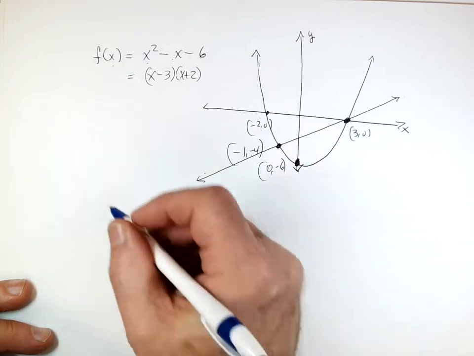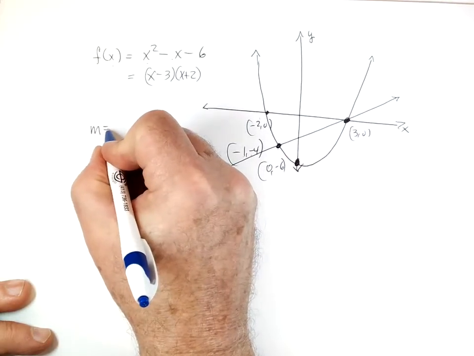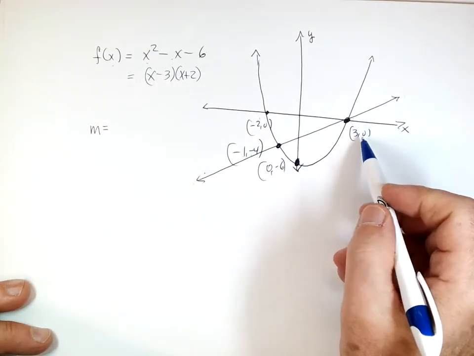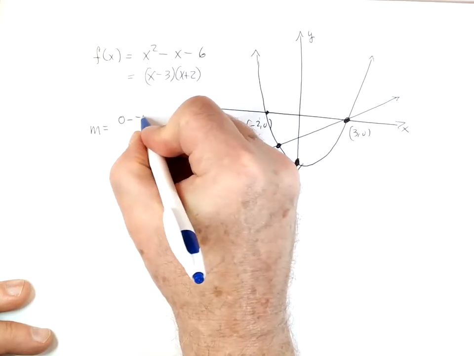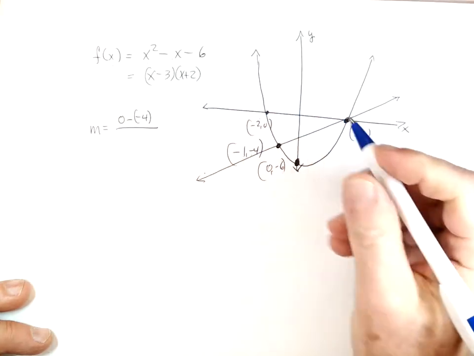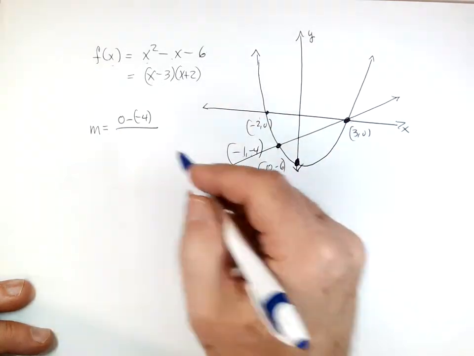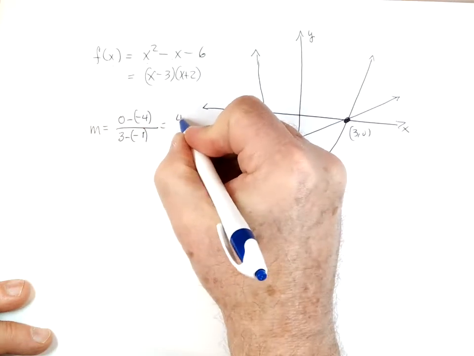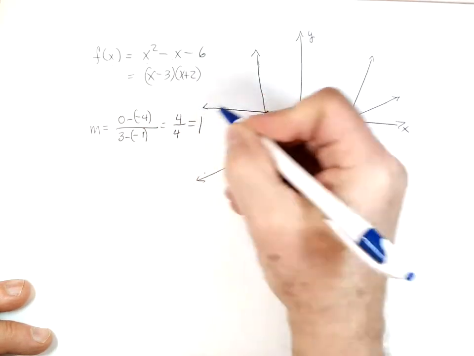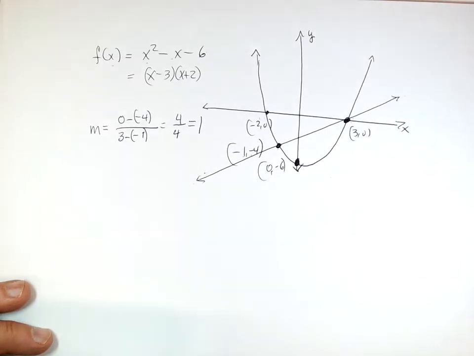Well, to find the equation of that line, find the slope. Slope is equal to the change in y, 0 minus negative 4, over the change in x, 3 minus negative 1. That's 4 over 4, so the slope is 1. The slope of that line is 1.